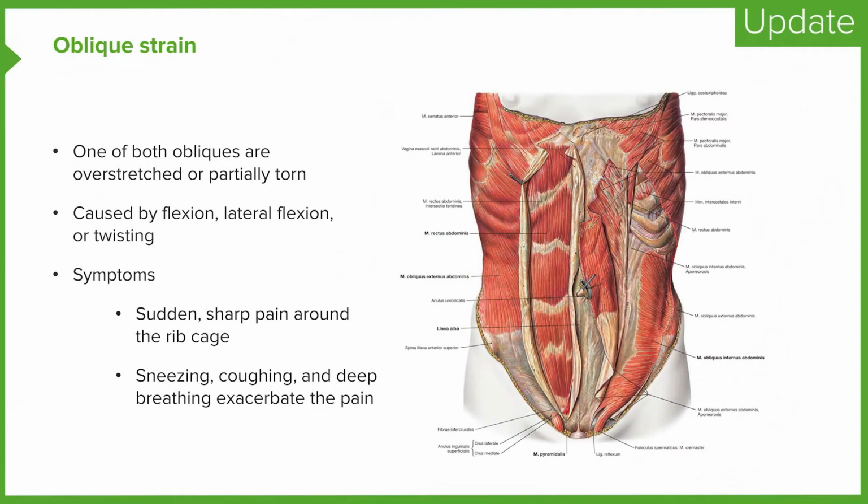Let's talk about what happens if an oblique strain gets injured. This happens typically when one or both obliques are overstretched or partially torn. This can be caused by flexion, lateral flexion, or twisting. A typical symptom of this injury is a sudden, sharp pain around the rib cage. This pain is exacerbated when sneezing, coughing, and deep breathing.